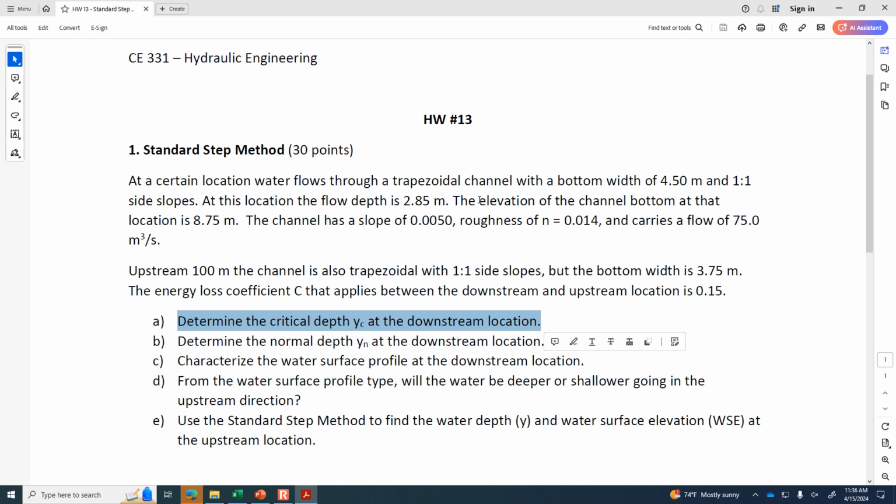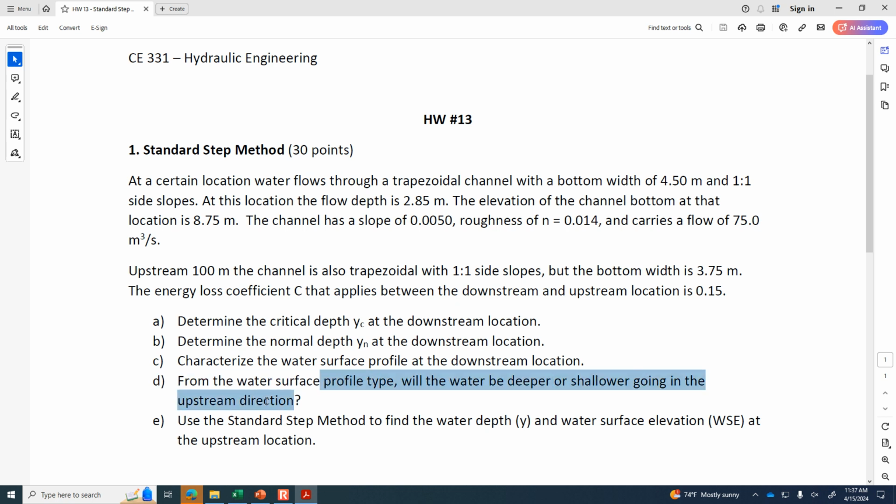All right, so that is what you're going to do on the standard step method. The homework problem is critical depth, normal depth, calculate the water surface profile, just like we did, and then make an initial guess of whether it's going to be getting deeper or shallower upstream, with the understanding it could be different because of the changes in the shape of the upstream. It's narrower. And then find the depth and the water surface elevation at that upstream location where the depth isn't known.